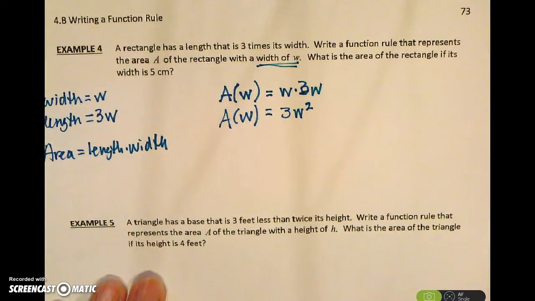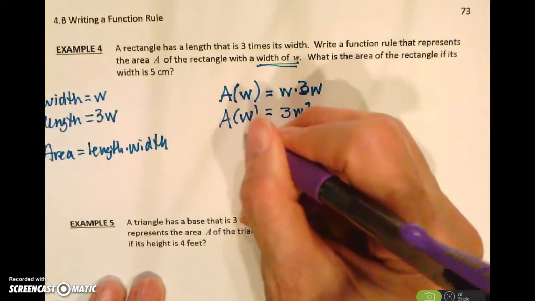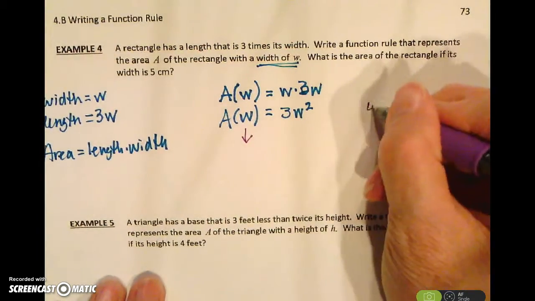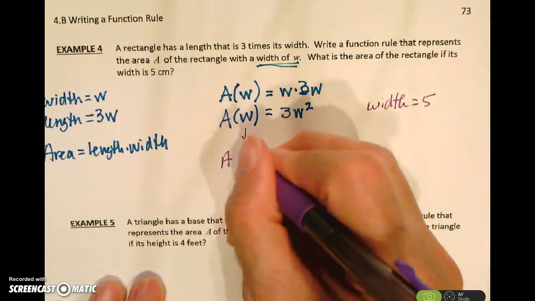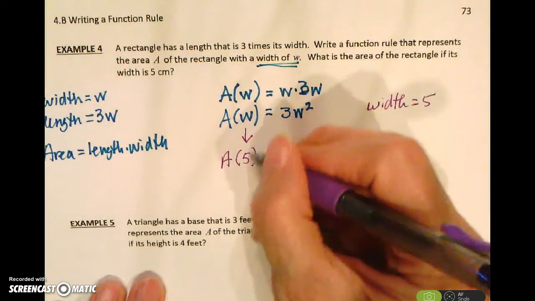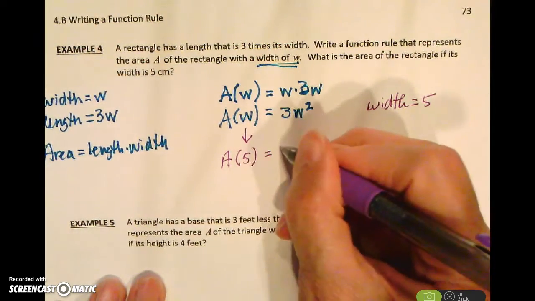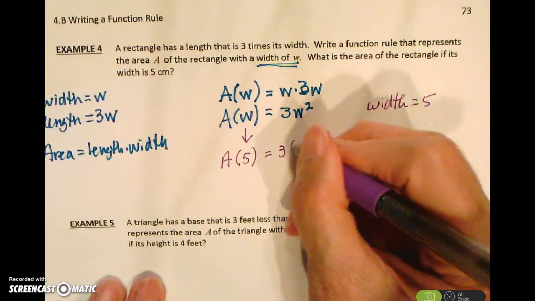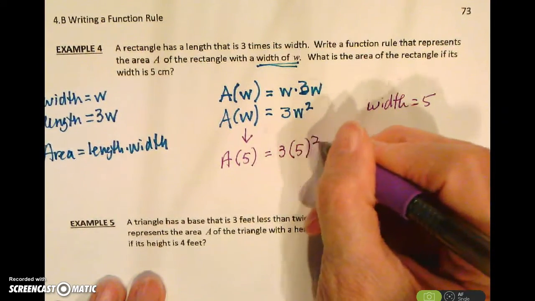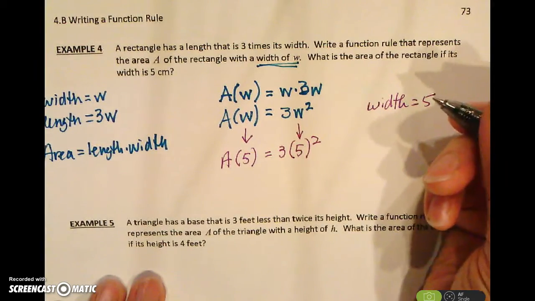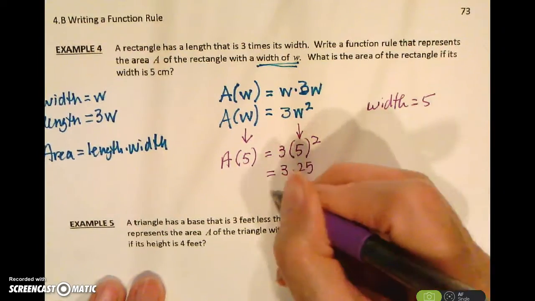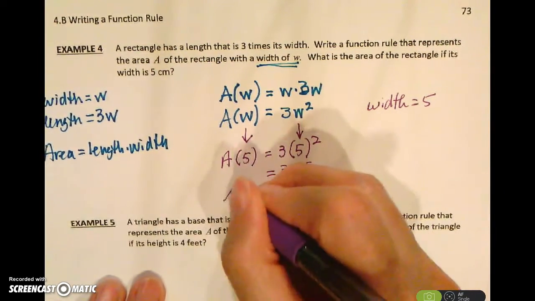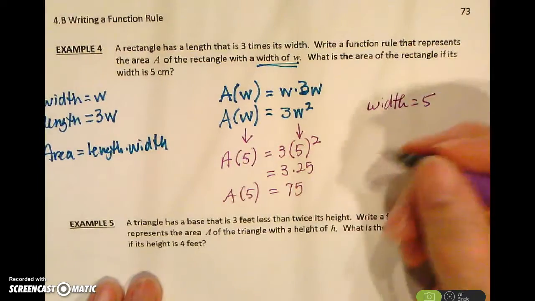Secondly, we want to figure out what the area is of a width of 5 centimeters. So I want my width to be 5, so I'm going to say the width is equal to 5. So I'm going to have A of 5. That tells me I'm going to substitute 5 in for the W. So it's going to be 3 times 5 squared. So again, I'm putting a 5 in for the W. That's going to be 3 times 25, which is 75. So A of 5 is equal to 75.